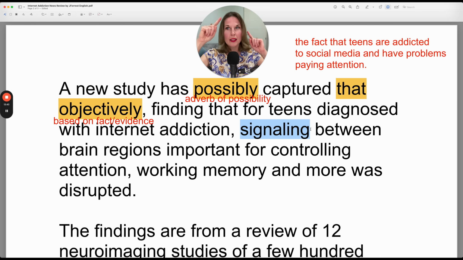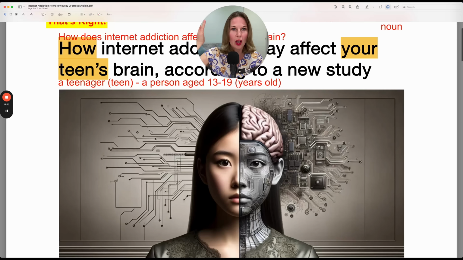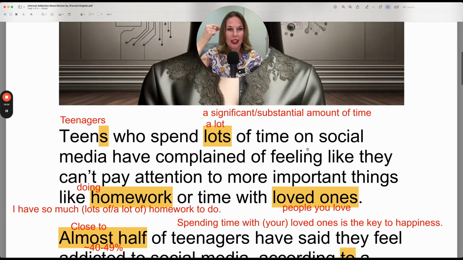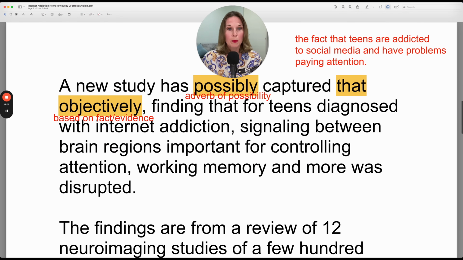Signaling. So this means when you signal in your brain, it means that you can imagine there are wires in your brain, like this image up here. So to signal is when this connection talks to this connection. So they talk to each other. They have a connection. So that would be signaling. So that's how that word is being used here.